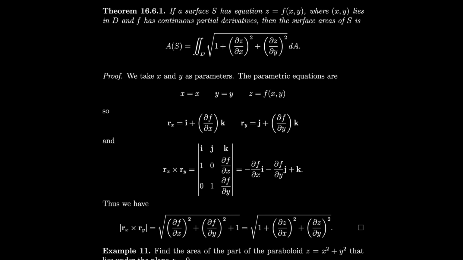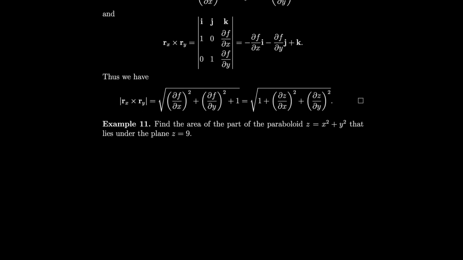So that means that we'll take our cross product, and taking the determinant of our matrix, we just get minus the partial of f with respect to x i minus the partial of f with respect to y j plus 1k. So we'll take those components, square them, and take the square root to get the length. So we just get this for the length. But we'll just put z in instead of f, and we'll move the 1 to the front, and then we have our formula right over here.